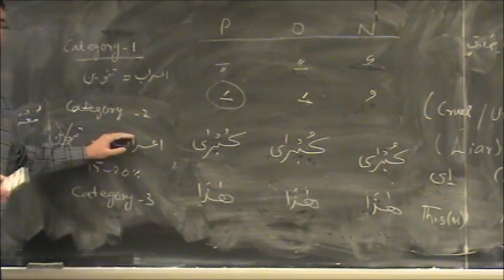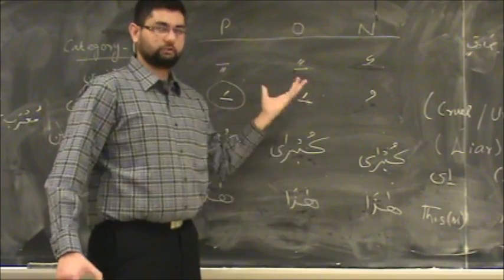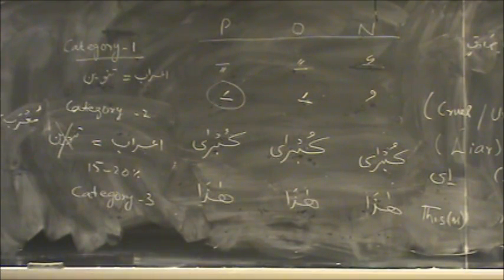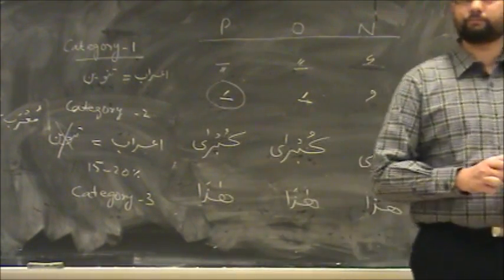If it does not have a tanween, but has either dhamma or fatha, then it's of course category 2, and that's how we will recognize it. And the third category, we'll have to remember the nouns which fall in the third category. Alright? But this is very small. So that completes the study of case.